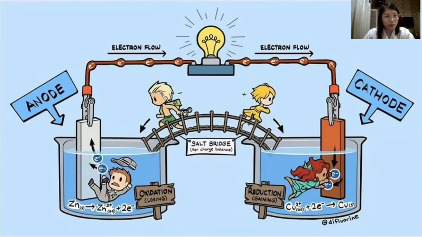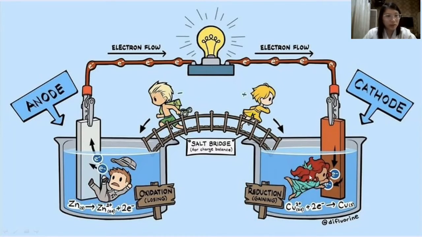This is a good representation of a galvanic cell. So, the zinc here acts as the anode, and it is where the oxidation will happen. Because zinc tends to lose electrons more than copper, there will be a flow of electrons from the anode to the cathode, which generates a current and electrical energy which is used to do work such as lighting a light bulb.